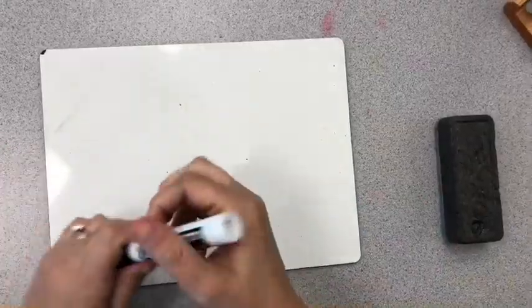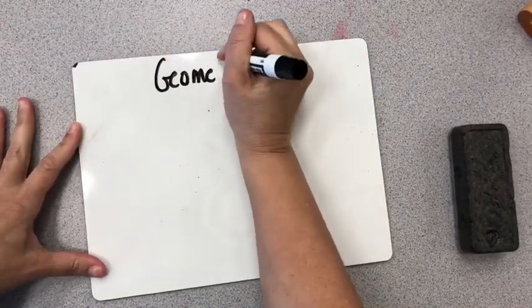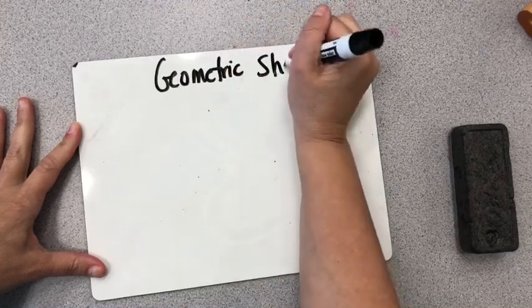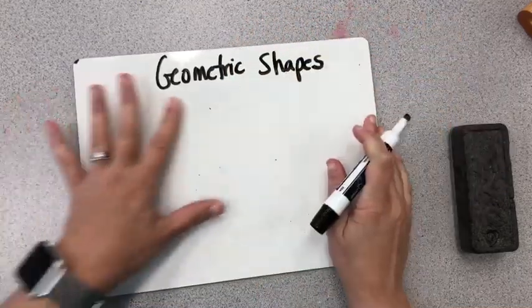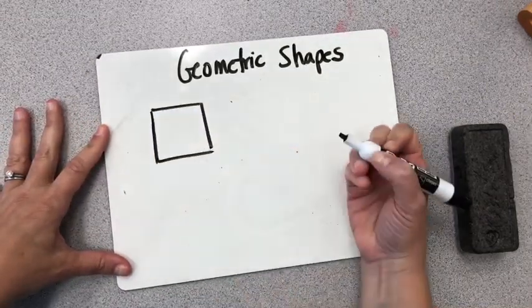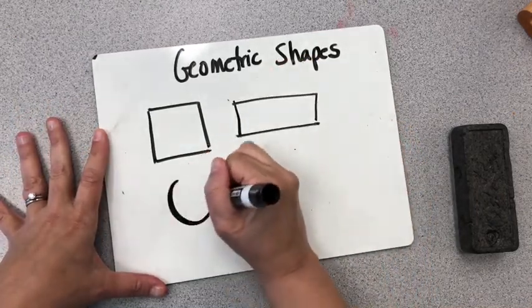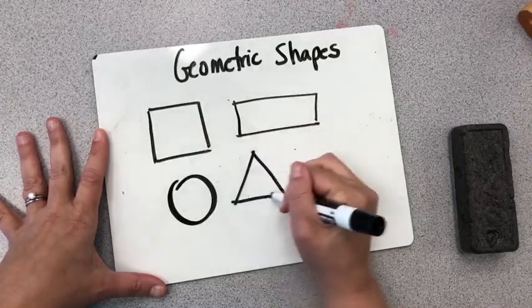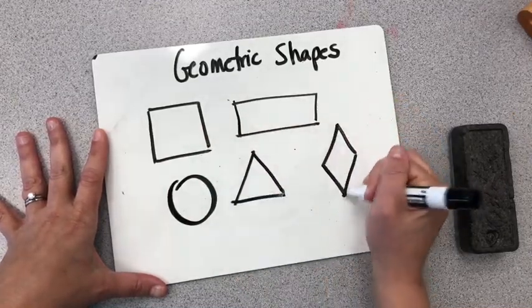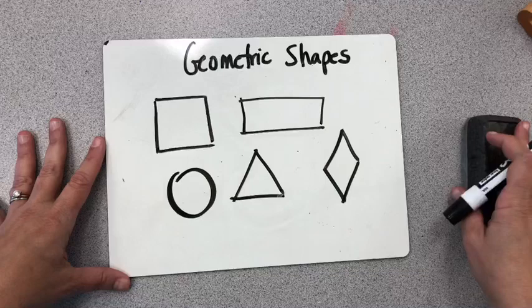All right, so let's talk real quickly about the difference between geometric shapes and organic shapes. So geometric shapes are shapes that have names. For example, a square is a geometric shape. A rectangle is a geometric shape. A circle is a geometric shape. A triangle is a geometric shape. A diamond is a geometric shape. Okay, those are all shapes that have names.